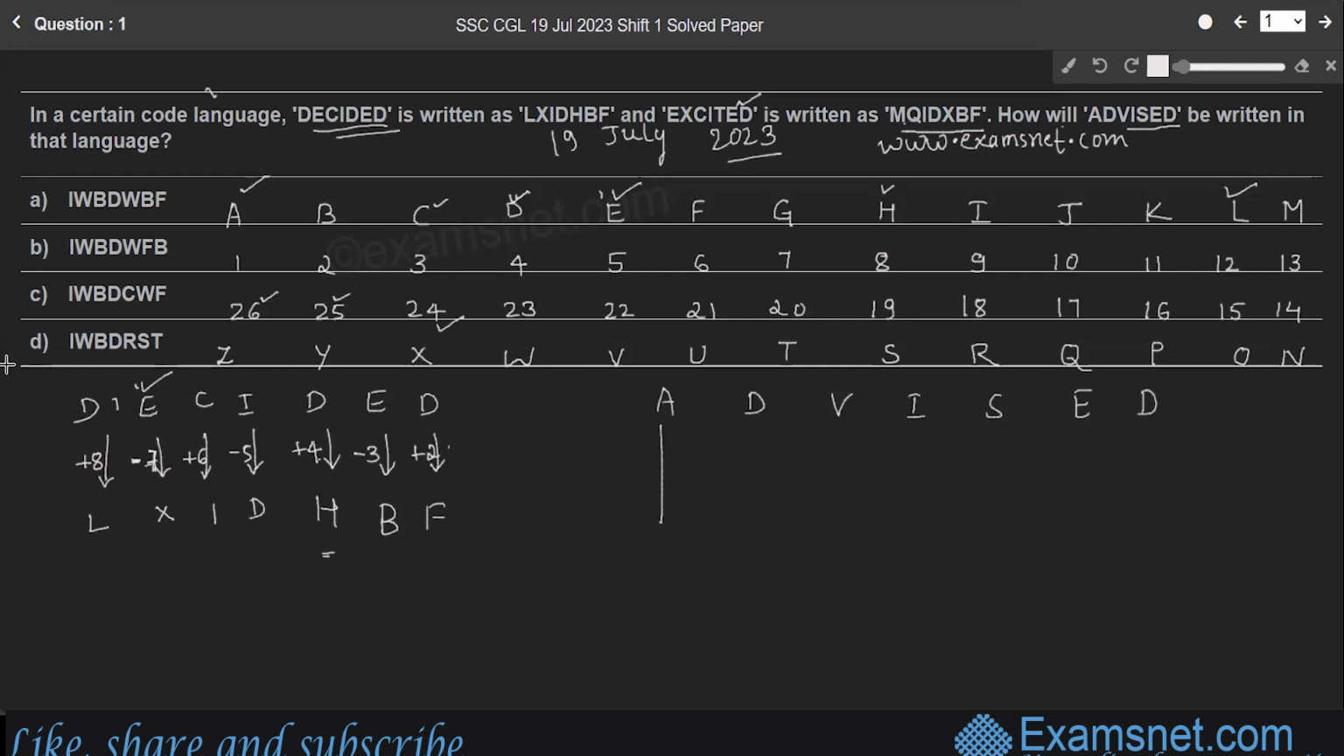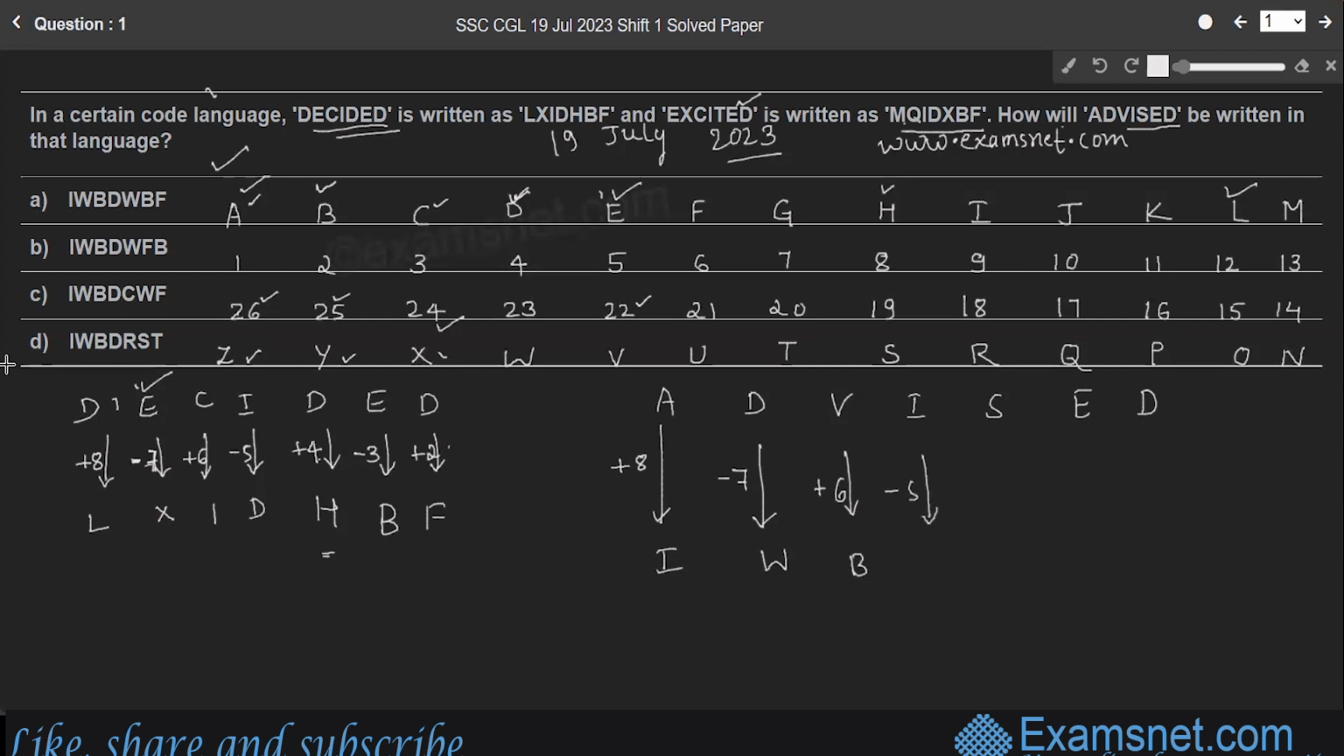advised. So positional value of A is 1, A plus 8. 1 plus 8 is 9, which is I. Right? So D minus 7. In the second case, we need to subtract 7, which is one number less than 8. So D minus 7. D is 4. So D minus 3 is A, minus 4 is Z, minus 5, minus 6, minus 7 is W. Right? Whereas V plus 6. V is 22. 22 plus 4 is Z, plus 5 is A, plus 6 is B.